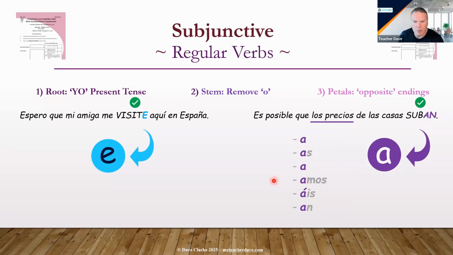We're not talking about we in this case. That's out the window. The first person plural is gone. We're not talking about ye. That's gone as well because we're not talking about the second person plural. So it only leaves one option for us, and that's the they part. And that's why we have es posible que los precios de las casas suban.